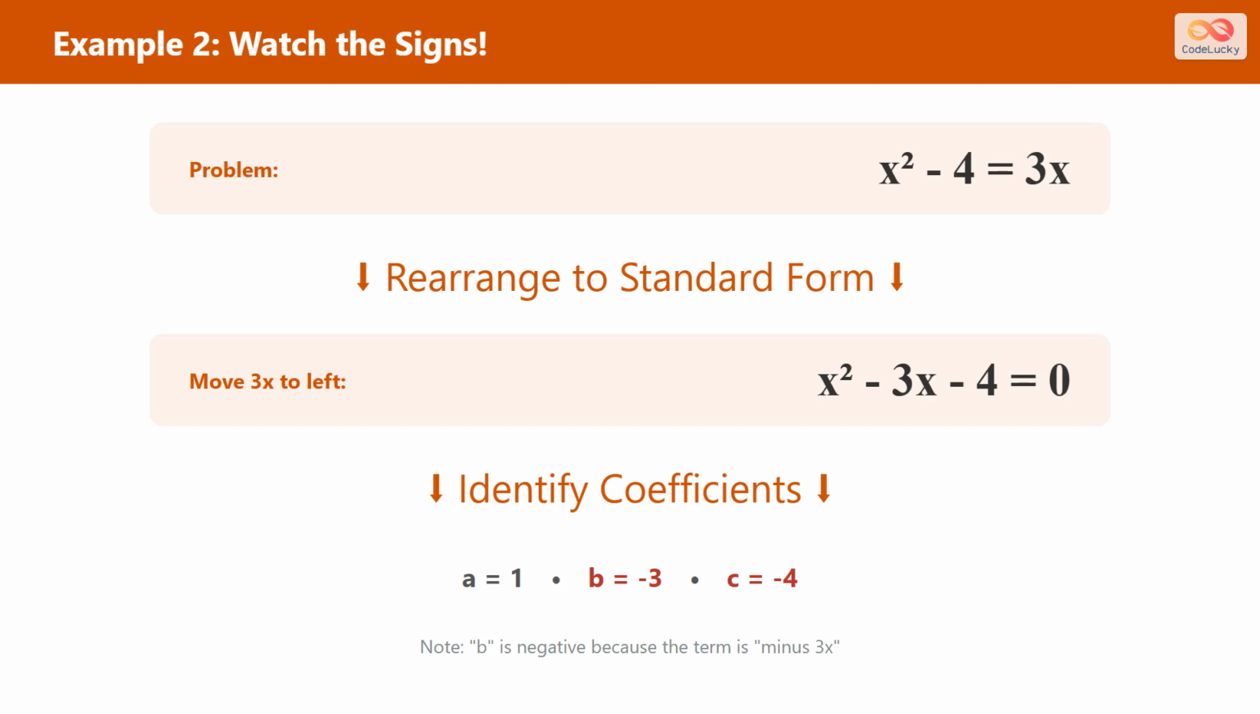Sometimes, equations are messy. Look at x² − 4 = 3x. This is not in standard form yet. We need to move the 3x to the left side by subtracting it. Now we have x² − 3x − 4 = 0. Notice that b is negative 3 and c is negative 4.